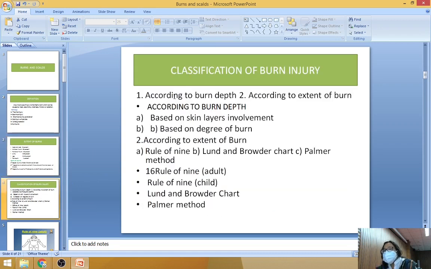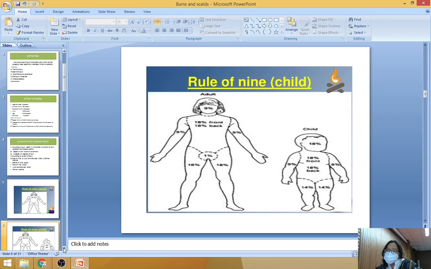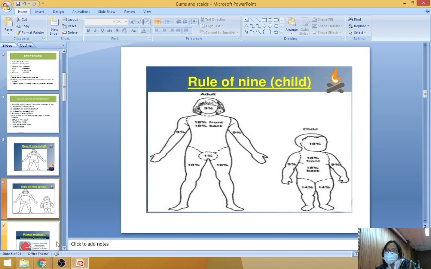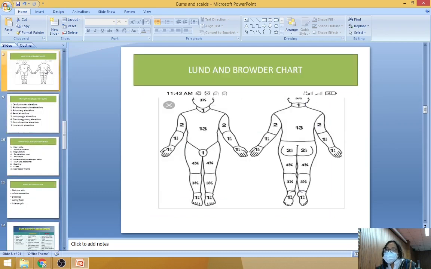Classification: we can divide it into two, one is extent of burn, another one is depth of burn. For the extent of burn, there is the rule of 9, the Lund and Browder chart, and the Palmer method. This is the rule of 9, for children and adults both. And this is the Palmer method, and another one is the Lund and Browder chart.